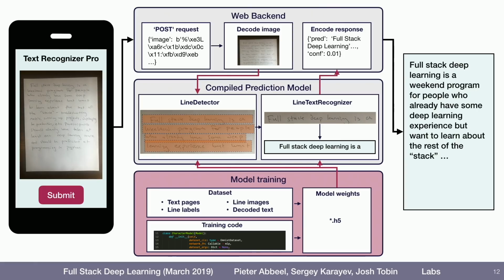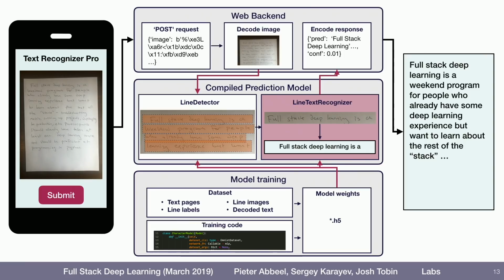Great. The first thing that we'll talk about is some of the setup for training. What does a good machine learning code base look like in terms of how it manages data, how the training code works, and how weights are stored? Then we'll talk in more detail about the architecture and the training code for this line text recognizer module a bit later. And then tomorrow we'll talk about the line text detector and the web backend.